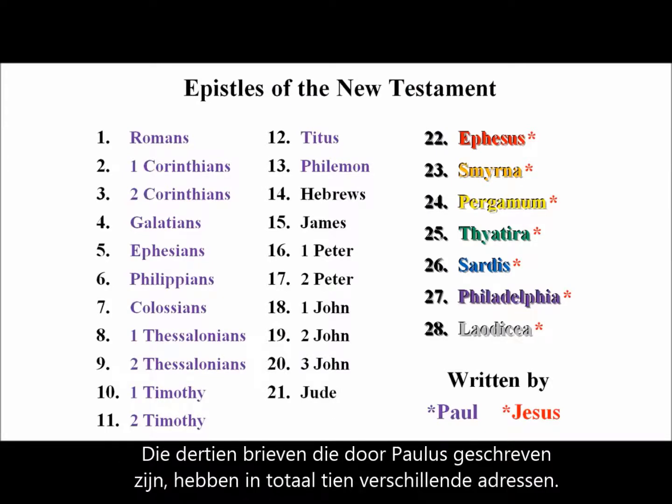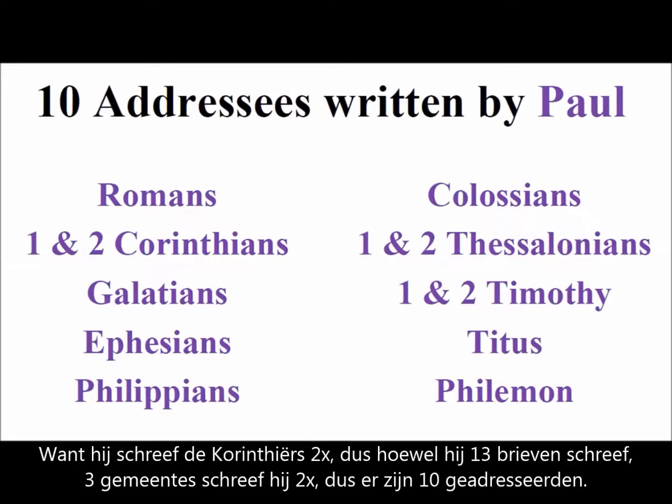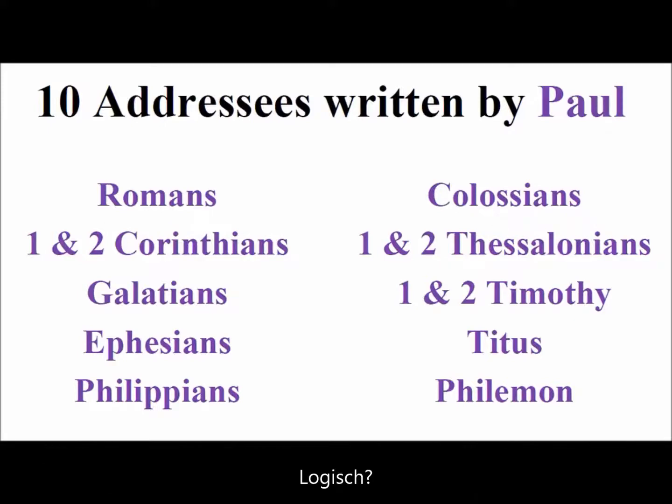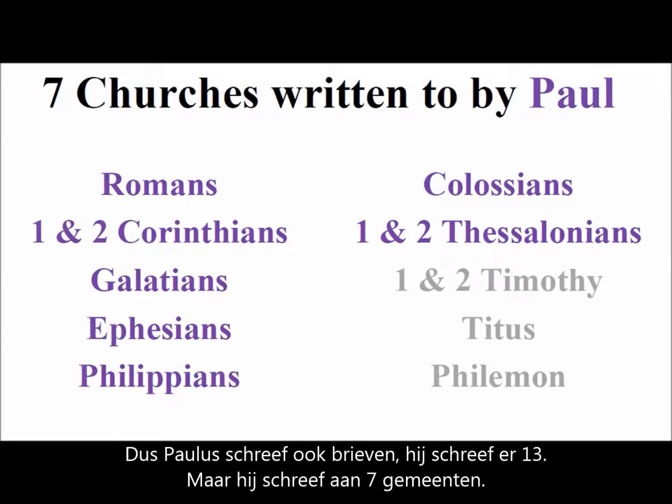The 13 letters written by Paul actually boil down to 10 addressees, because he wrote to 1 Corinthians and then he wrote to Corinthians again. So although he wrote 13 letters, 3 of them he wrote twice. So there's only 10 addressees. Make sense? And of those 10 addressees, only 7 of them are churches. 3 of them, Timothy, Titus, and Philemon, those are people. So Paul wrote 13 letters, but to 7 churches.